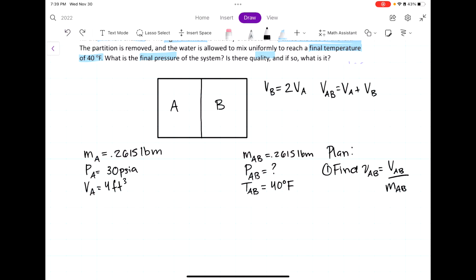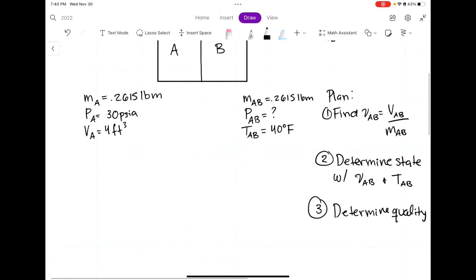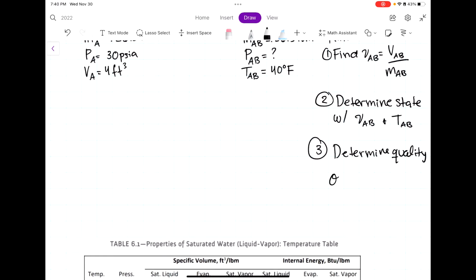Second part of the plan is to determine the state with the specific volume and the final temperature. And then the third part is going to be to determine the quality, right? If it's a saturated mixture. And our formula for quality is this guy right here.